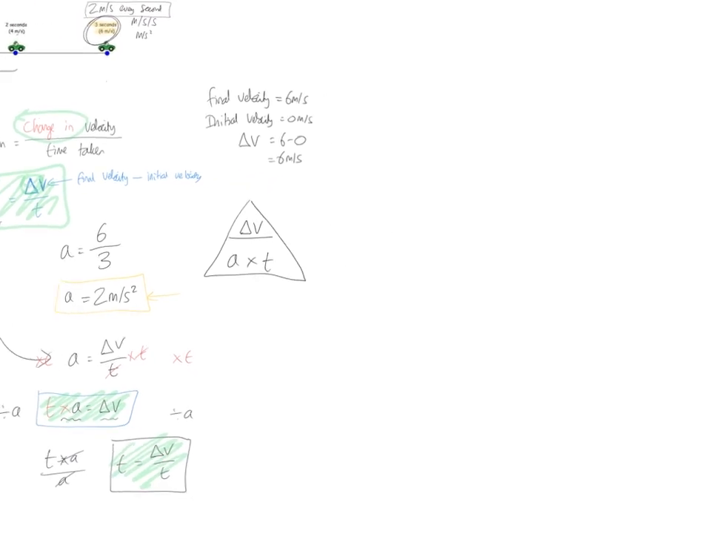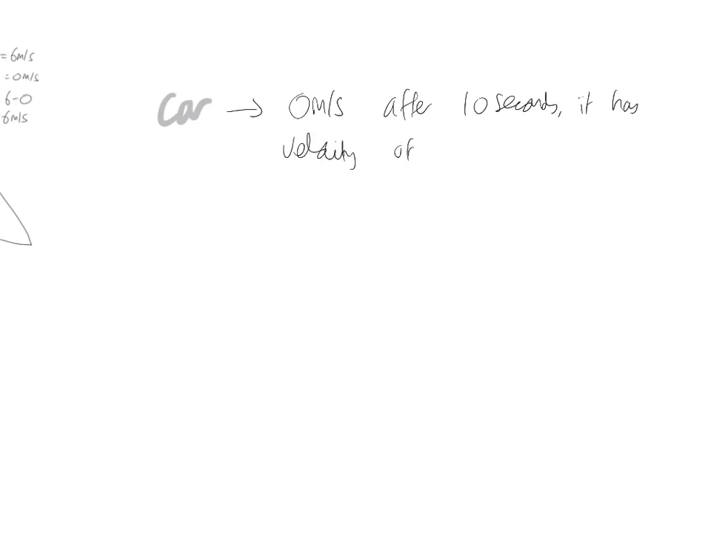The next NotesQuest asks you to come up with your own questions. So just think about an object. It could be you running, or it could be a car, and just come up with some questions relating to that. You could say a car has an initial velocity of 0 meters per second. After 10 seconds, it has a velocity or speed of, let's say, 30 meters per second. What is the acceleration? I want you to come up with your own one.